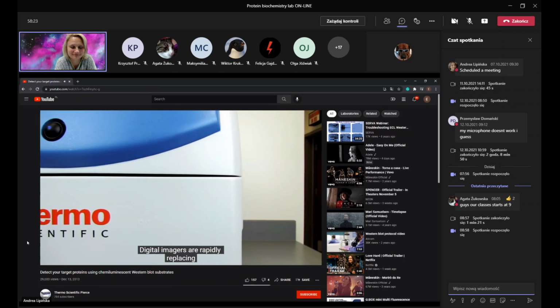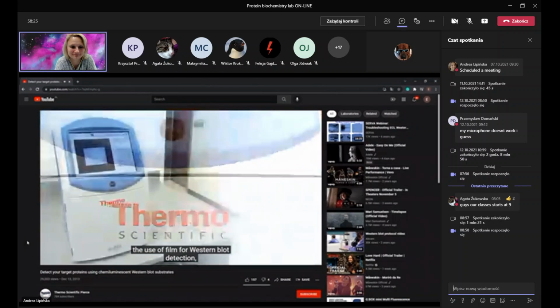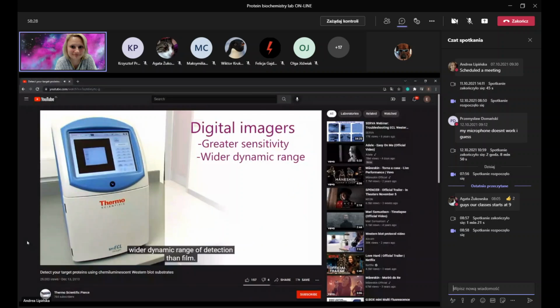Digital imagers are rapidly replacing the use of film for Western blot detection because they are more sensitive and have a wider dynamic range of detection than film.